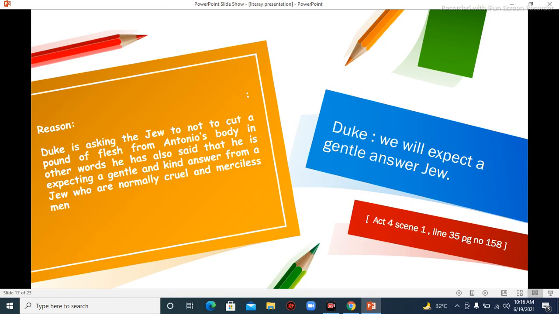Okay, here is an example from the reference of the novel Merchant of Venice. Here, basically the judge is asking the Duke not to cut a pound of flesh, or to show mercy upon the man, Antonio. It is said in a connotative manner. Denotatively, in the dictionary meaning, he is telling him not to cut the flesh and to show mercy. But in the connotative meaning, in the context, the Duke is basically saying we will expect a gentle answer from the Jew, as it is not expected from a Jew to have a gentle answer, as they are represented as cruel in the society.